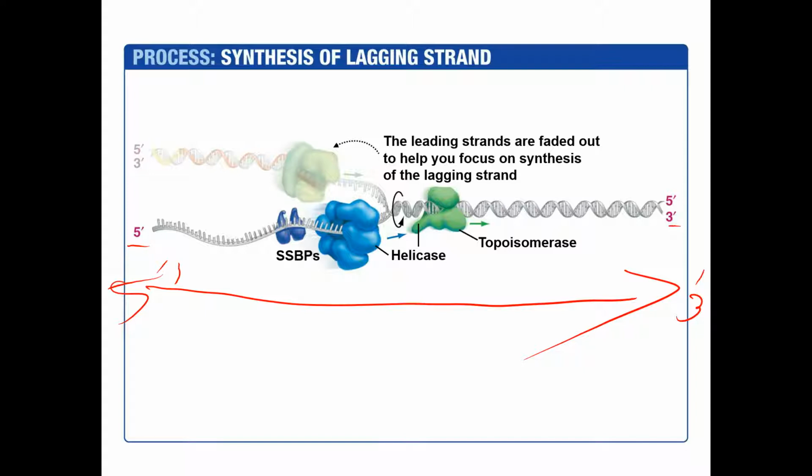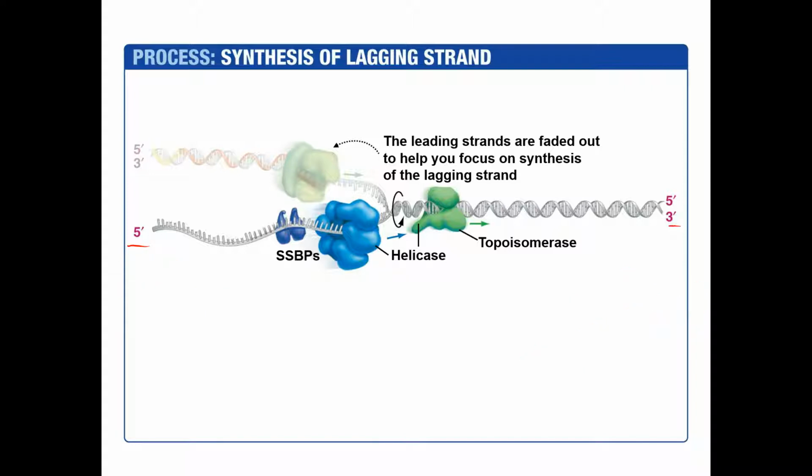Now, that means that since the replication fork is opening to the right, our lagging strand has to be synthesized in this direction, along this parental template. So it has to wait for the replication fork to open up so that new nucleotides can be added. Again, the helicase molecule is moving in this direction, and your single-stranded binding proteins attach to the single strands of DNA.